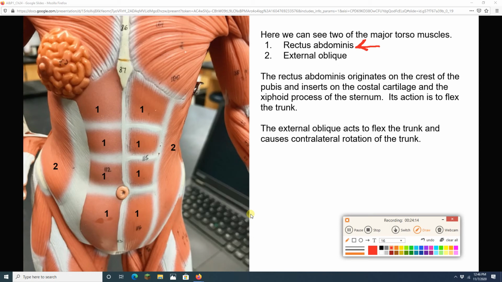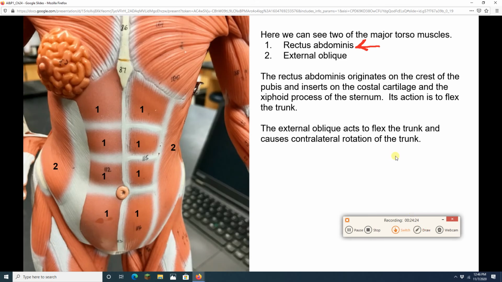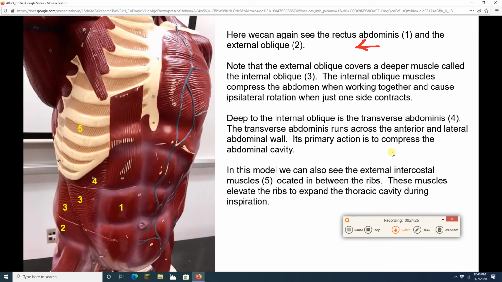Okay, this is good. We've done some abdominal muscles. And by the way, notice that there is an external oblique. Can you guess there also is going to be? Yeah, we shall see. All right, switch models.